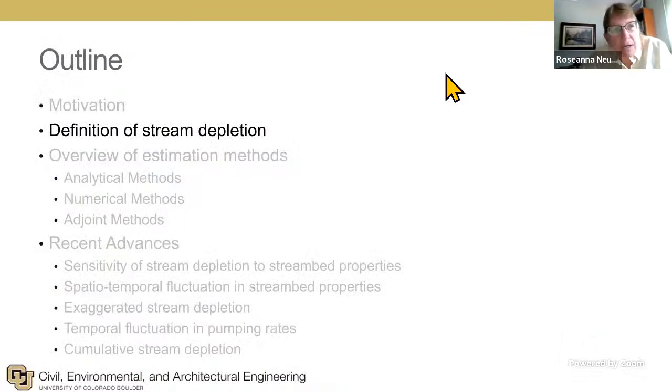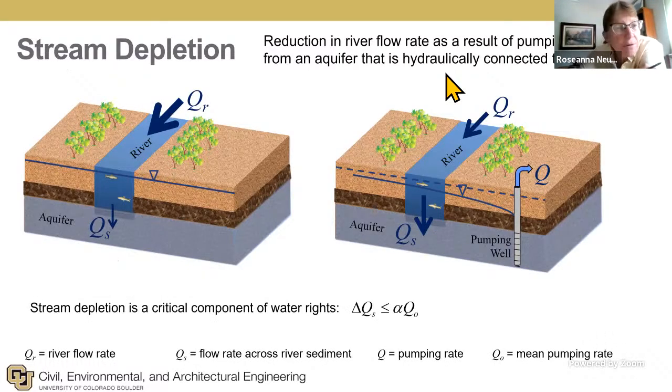Next, I'll talk about the definition of stream depletion, both in words and equations. So here I'm showing two aquifers, or the same aquifer really, in two different states. The one on the left, we have a river. You're looking at the aquifer at the bottom in gray. Water's flowing in the river at that flow rate Q sub R. And the blue line right here is the potentiometric surface of the aquifer.